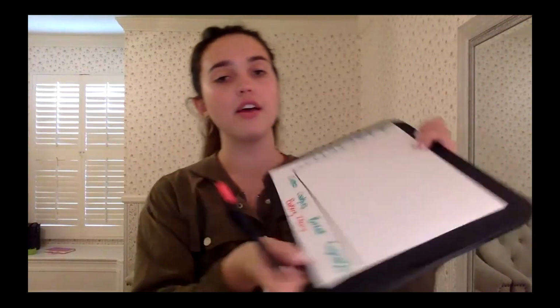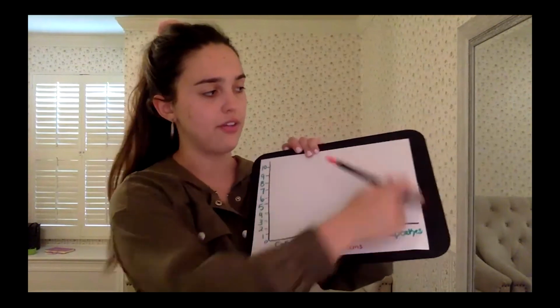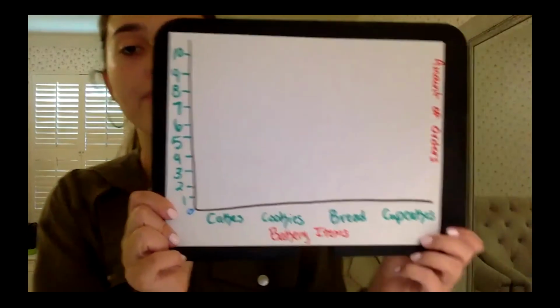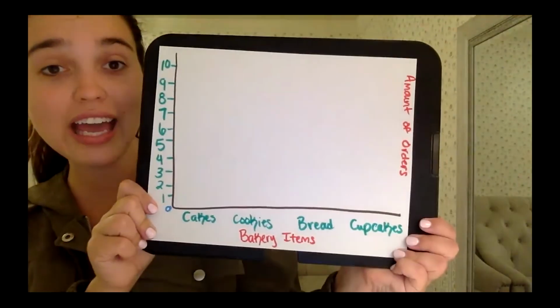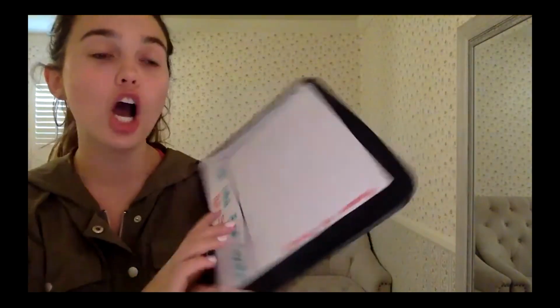And then on this side, I don't really have enough room on this side, so I'm going to write it down this side. I'm just going to say amount of orders, okay? So our audience knows that we are talking about the amount of orders they have received in each bakery item. So this is what your final chart should look like, but let's go ahead and create our bar graph so that you guys can answer these questions.